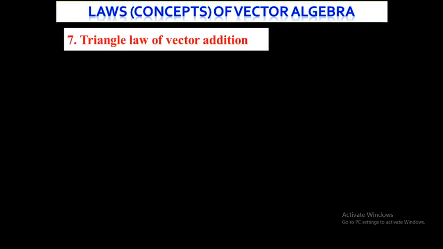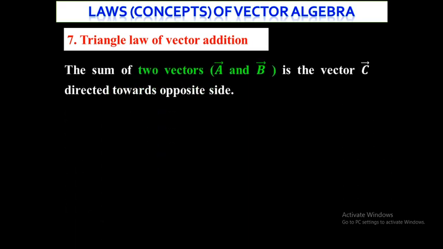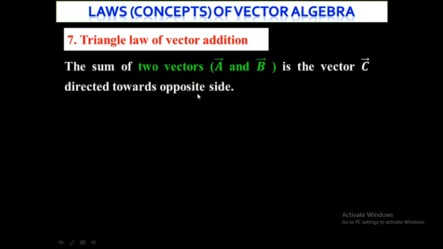Now we will see the triangle law of vector addition. Suppose there are three vectors forming a triangle. Then what is the triangle law of vector addition? The sum of two vectors: if there are three vectors, the sum of two vectors A and B is equal to the third vector, and that third vector is directed towards the opposite side. Okay, we will see it diagrammatically.